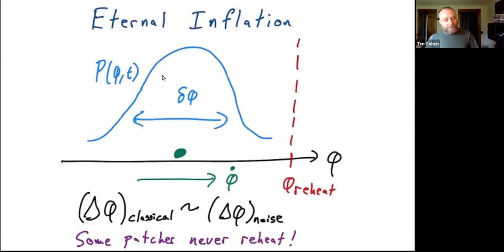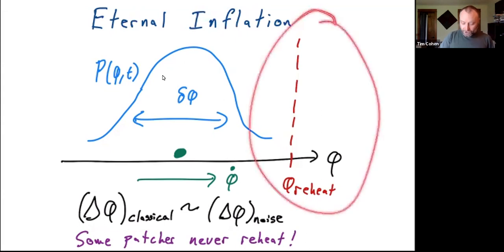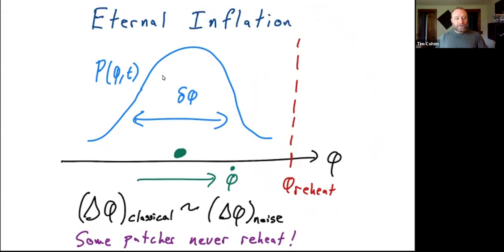But if this probability distribution is very wide, this can happen in regimes of parameter space where the classical evolution and the quantum noise start to become of the same order. What ends up happening is that some of the patches fluctuate wildly away from the reheating surface. The quantum noise can send you this way with a non-trivial probability. And so those patches of the universe may never reach the reheating surface. This is the scenario we call eternal inflation.